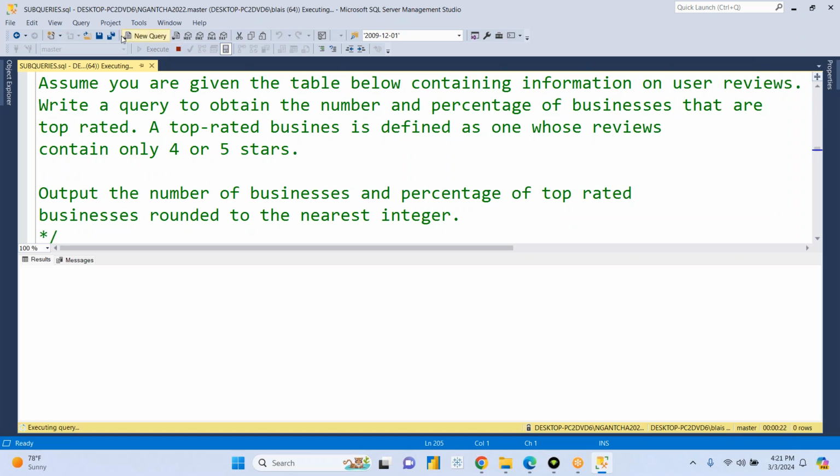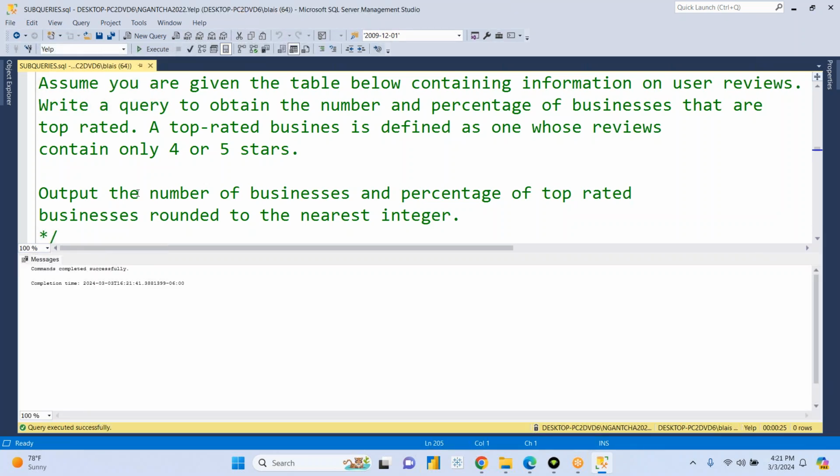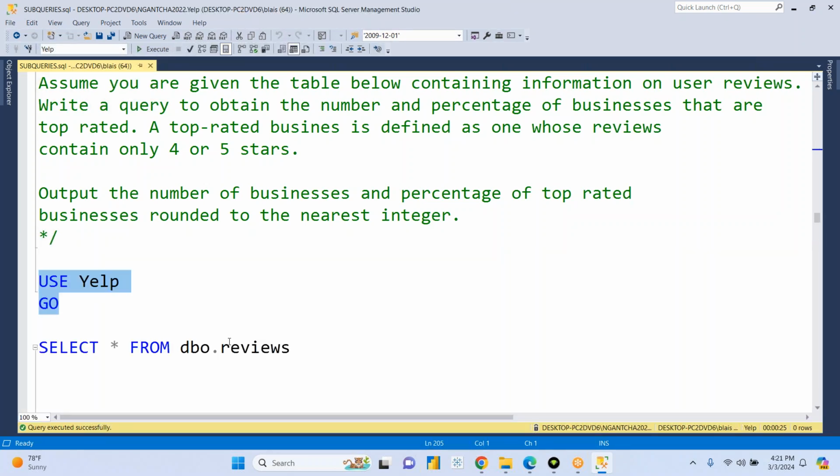Sorry guys, I apologize for this. My system is really, really slow. Just to connect to the database took forever to execute.